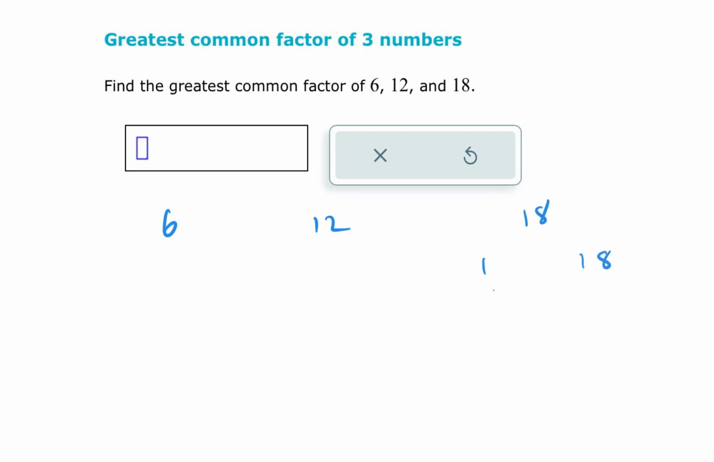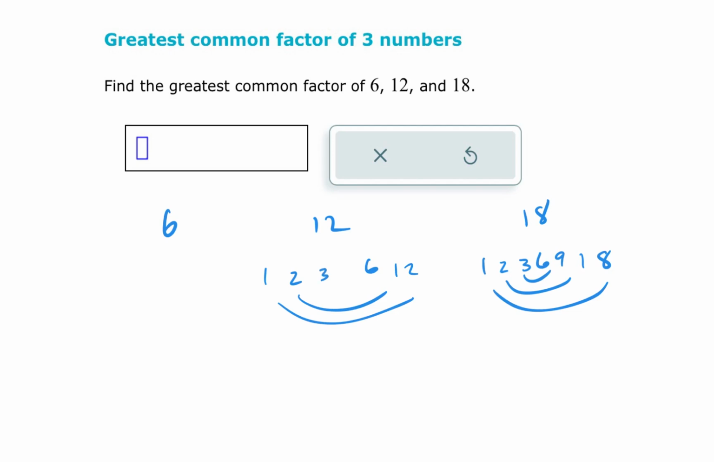One more example, 6, 12, and 18. 18 is going to be 1 and 18, 2 and 9, 3 and 6. 12, 1 and 12, 2 and 6, 3 and 4, and 6 is 1 and 6, and 2 and 3. So ones that are in common, I see 6 on every list, and that's going to be the greatest one because it's already the greatest one for the number 6. So the greatest common factor is 6.